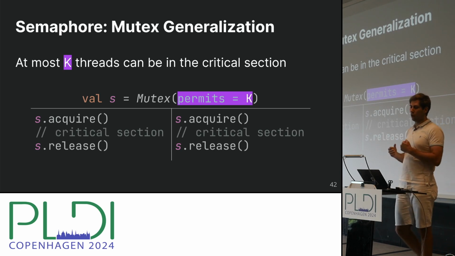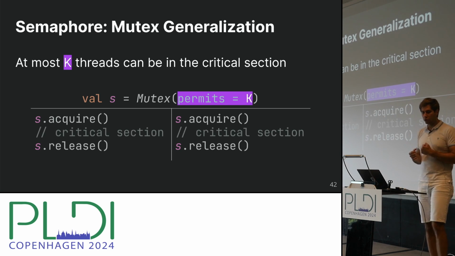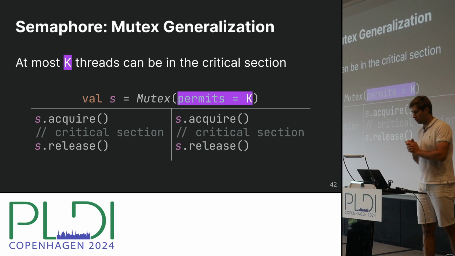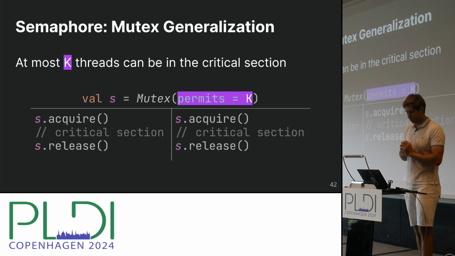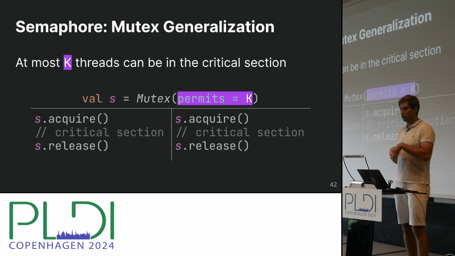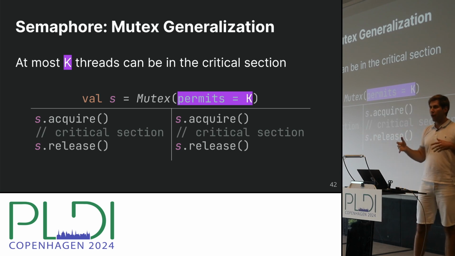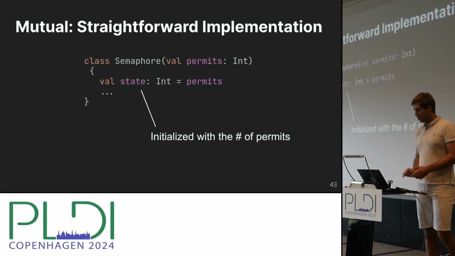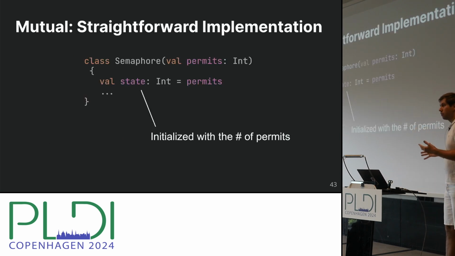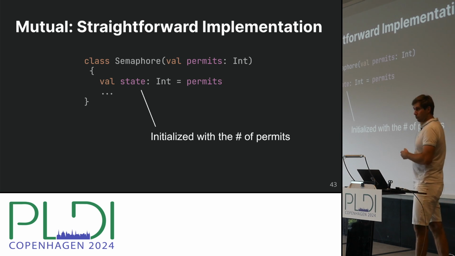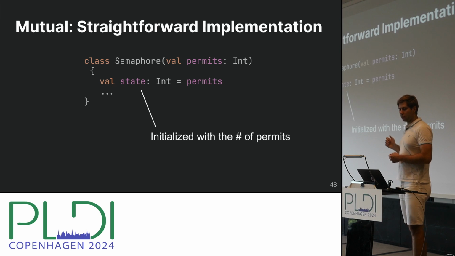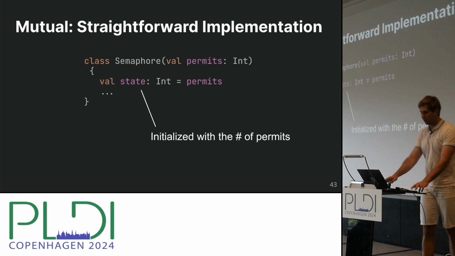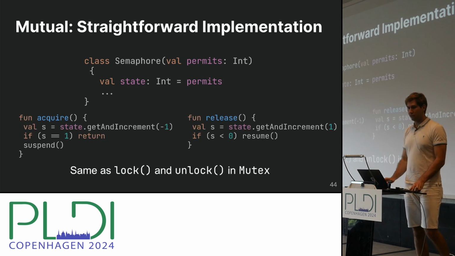We just showed how to use them to implement mutex. But let's say, OK, we don't want to implement mutex. We want to implement semaphore. Oh, sorry, it should be semaphore instead of mutex here. And semaphore is kind of a generalization of the mutex, which allows k threads to be in the critical section. So nothing is different from the mutex implementation. In this case, we just initialize the state with the number of permits, and the rest stays the same.